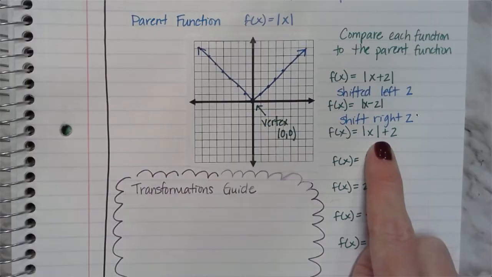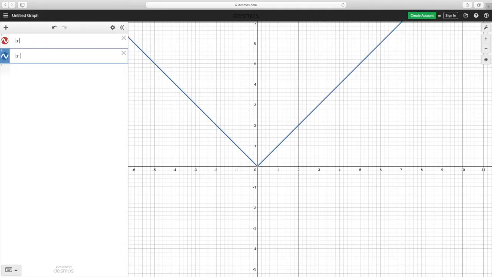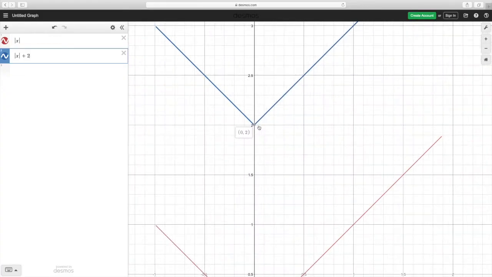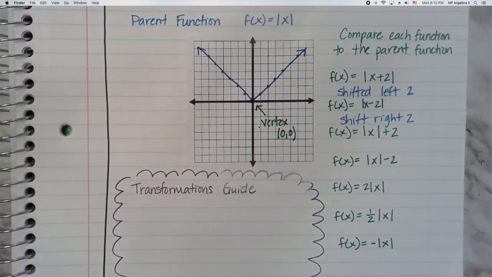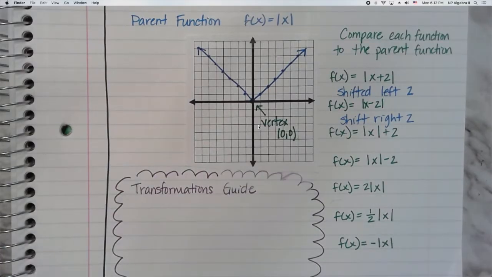So I'm going to flip back to Desmos, and I'm going to type in the absolute value of x, plus 2. Okay, now what do you see happening? What is the transformation? Well, shifted up 2 units. All right, so going back to our notes, this was a shift up 2.